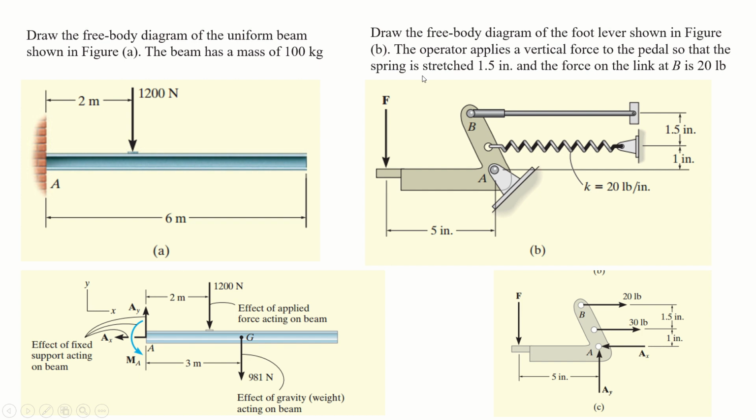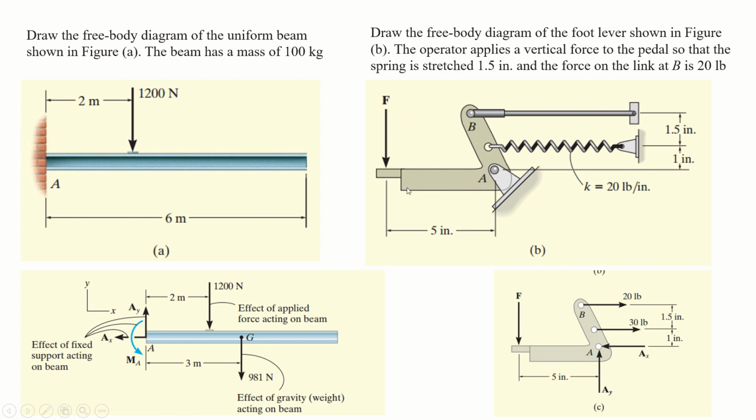In the second example, which is a brake lever of an automobile, draw the free body diagram of the foot lever shown in the figure. The operator applies a vertical force to the pedal so that the spring is stretched 1.5 inch and the force on the link B is 20 pounds. So first we need to draw a free sketch of this lever, like shown here.